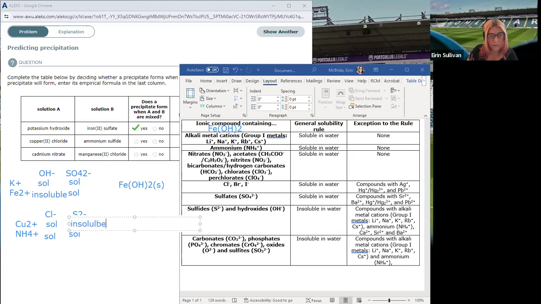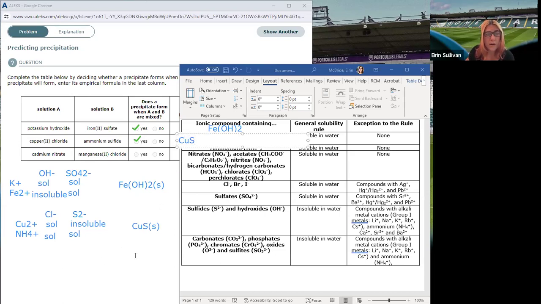What will be the formula of that precipitate? I cannot write today to save my life. Well, copper 2 plus and sulfide is just going to be CuS. It should balance out like so. So does a precipitate form? Yes. It's going to be CuS, copper 2 sulfide.